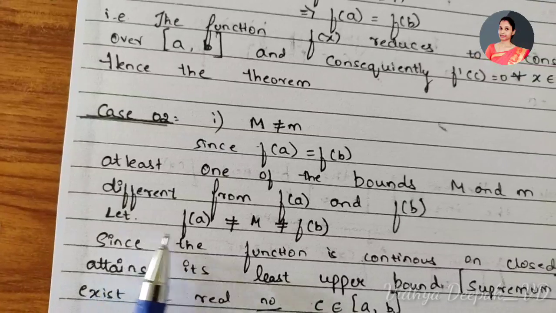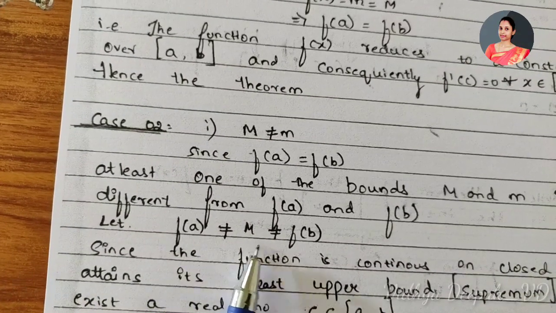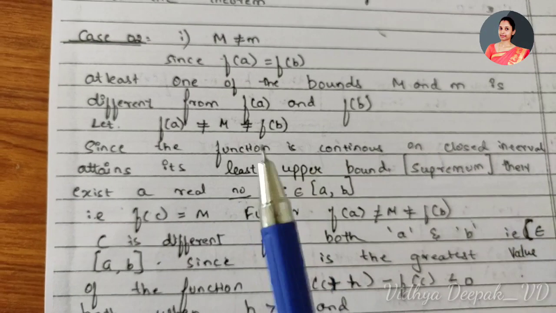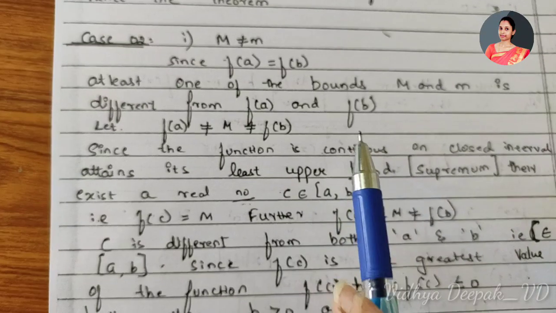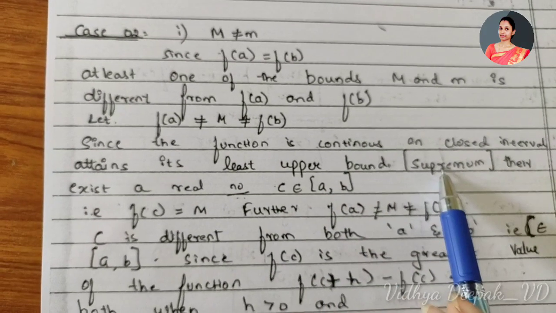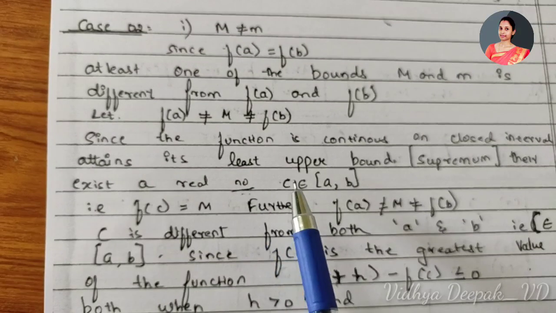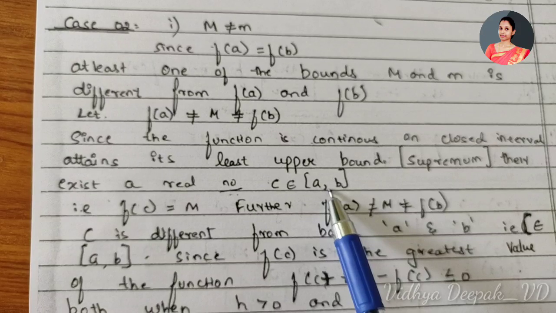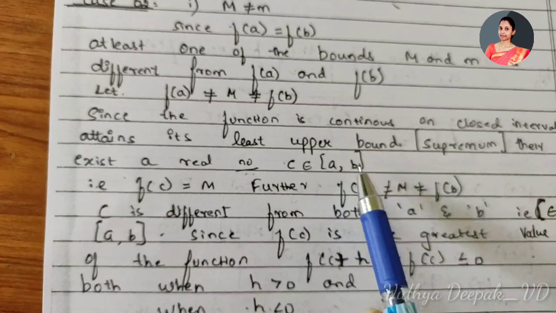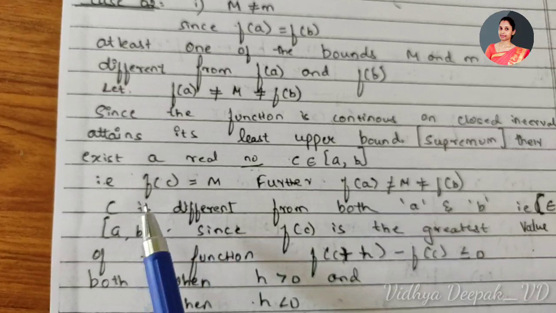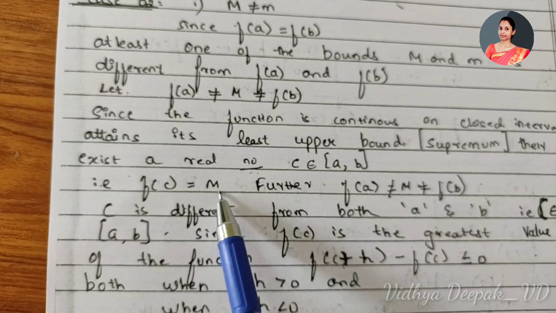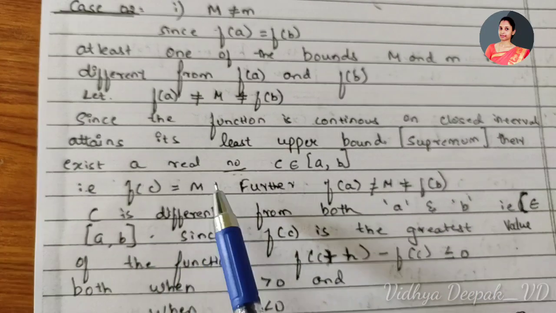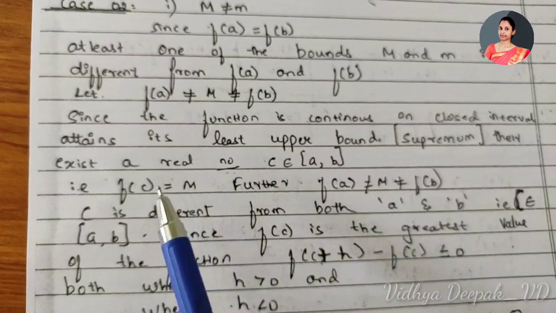Okay, so let us take f of a is not equal to supremum and it is not equal to f of b. Since the given function is continuous, there exists a supremum for that function, and we can call it c, and this c belongs to the closed interval a comma b. Now I am taking f of c. If I do f of c, I will get the supremum of the function. That is, f of this value c gives me the supremum value of capital M.